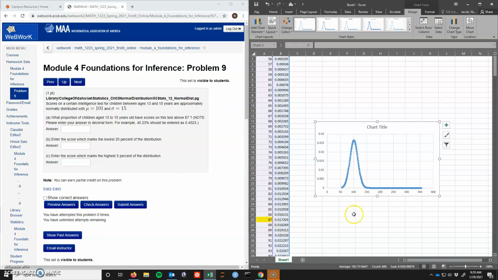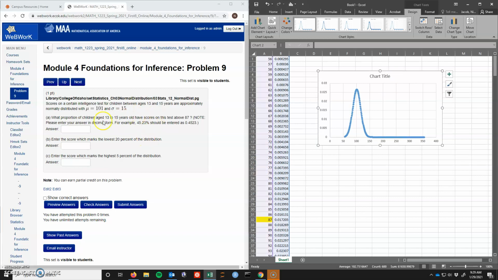Okay, so now for this other part. I want to find the proportion of students that have scores on this test above 87. So if I'm going to put like 87 right here, I want to find all the students that are north of 87, that are above 87. So I want to find more than 50% of the students, right? Right down the middle would be 50-50. I want to find over here and I want to go above. So I know I need something bigger than 50.